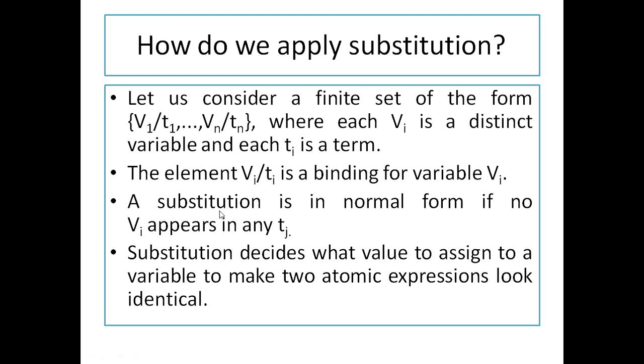When we are trying to apply this substitution technique, we should check whether it is in proper form. We have to check some conditions for that. The variable vi should not appear in any of the terms t1, t2, etc., tn. If that is the case, then we can say that the given atomic expressions are in proper form, and we can proceed to apply this substitution technique. It decides what value is to be assigned to a particular variable to make two atomic expressions identical.